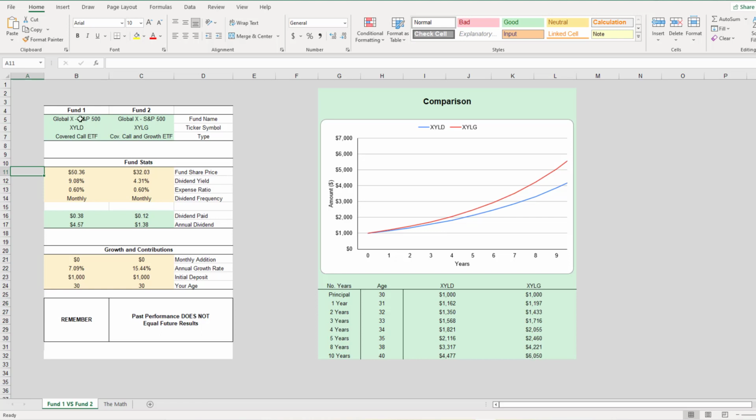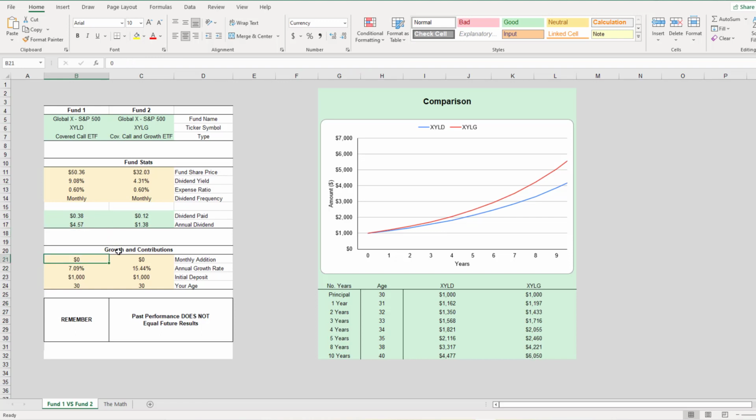They are Global X's S&P 500 covered call ETFs. Now, XYLD, or XYLD for dividend, is just the 100% pure covered call ETF, and XYLG, or growth, is their 50% covered call and 50% growth ETF. These are the fund stats with the share price, dividend yield, expense ratio, dividend frequency, which they are both monthly, what you would be receiving every month per share, and your annual dividend per share.